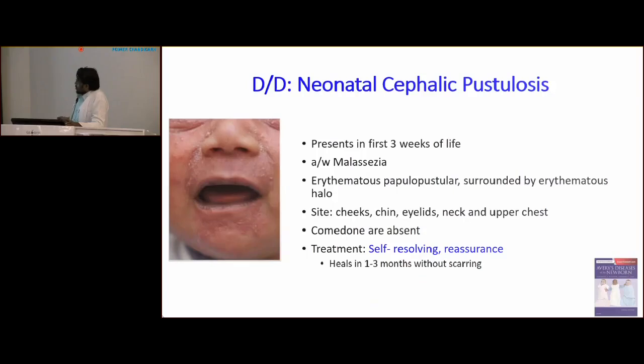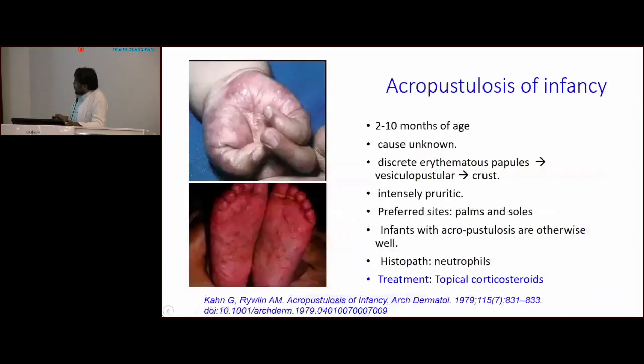Acropustulosis of infancy, as the word says, presents in infancy, around after 1 month of age, and they are discrete erythematous papules. Later on they crust and they form vesicopustular lesions. This is the time when the parents come, because at that time maximum irritability will be present, and later on they form a crust. They're intensely pruritic, and they're present only on the palms and soles. And histopathology also shows neutrophils. And for this case, topical corticosteroids are the treatment. We advise the child to be sent to dermatological OPDs.